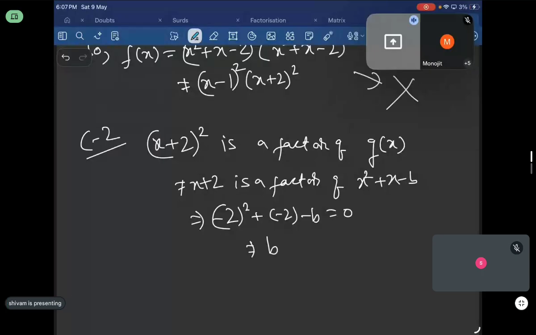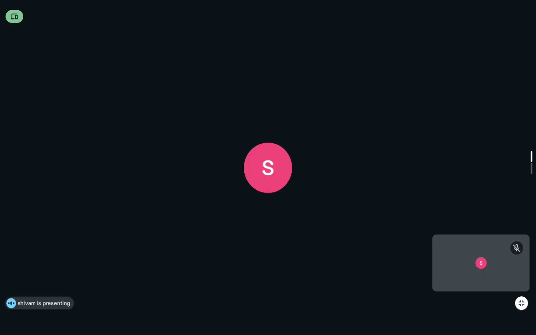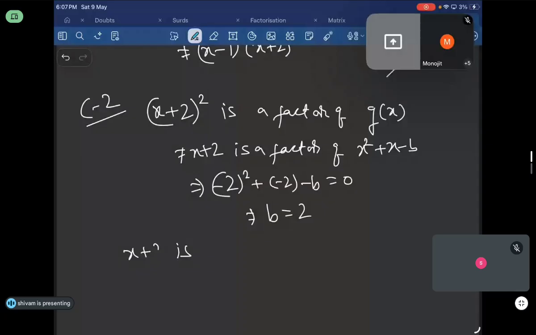And x plus 2 is the factor of x square plus 5x plus a. This implies minus 2 whole square plus 5 into minus 2 plus a equal to 0. This implies a equal to 6. So I've got a equal to 6 and b equal to 2. Okay, this is your answer. I think now it will match.